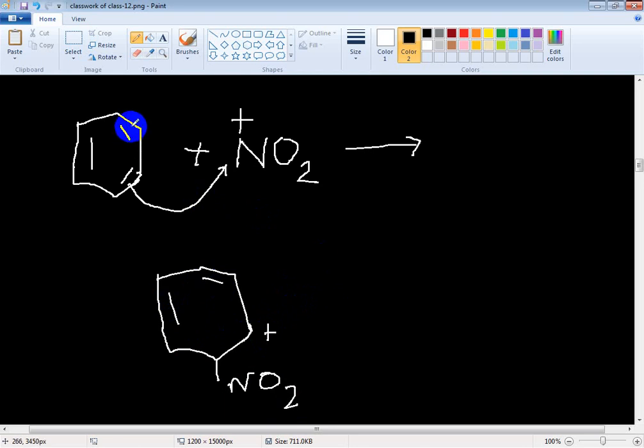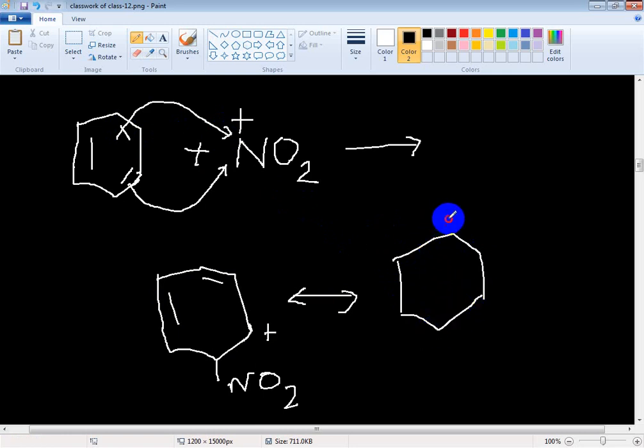If NO2 is added here, it will be positive here. This means if the nitro group is added at this carbon, the positive charge moves this way. So the carbocation position is not fixed. The nitro group can be added to any carbon atom, any of the six carbon atoms. So we'll write these things.